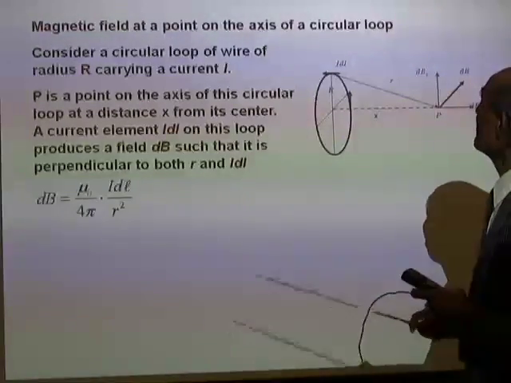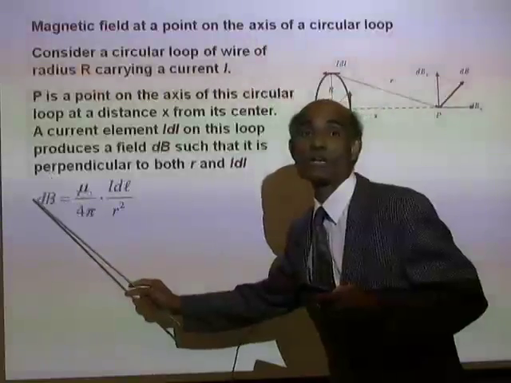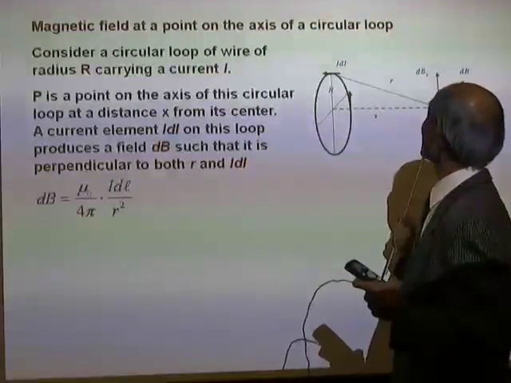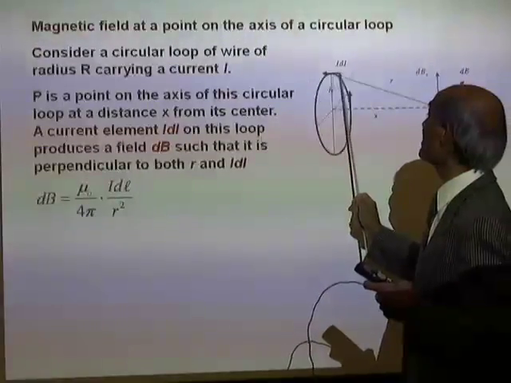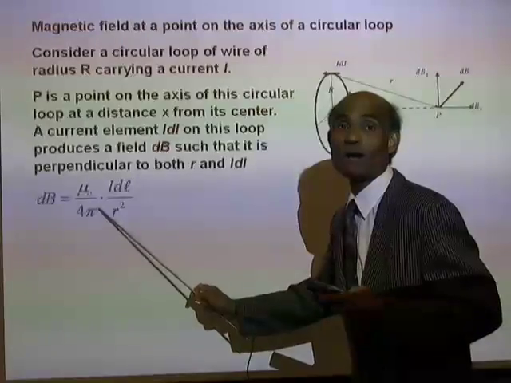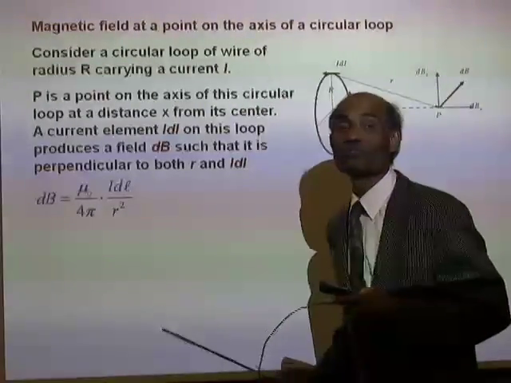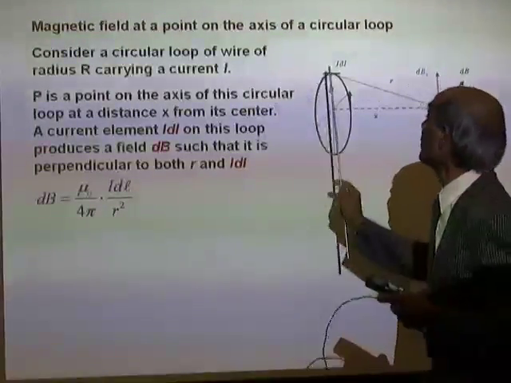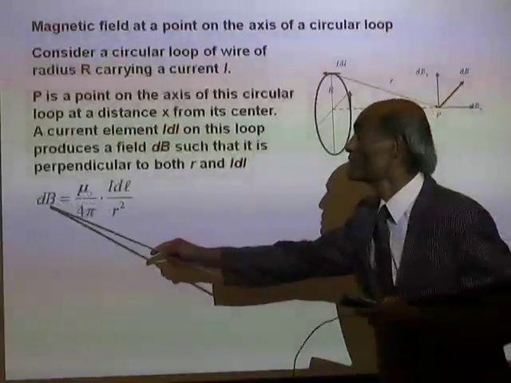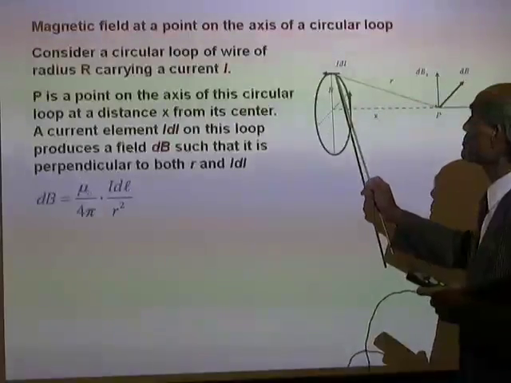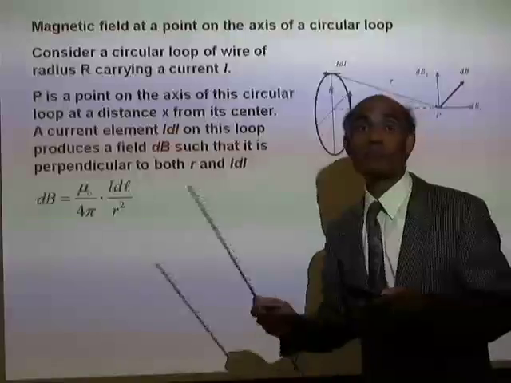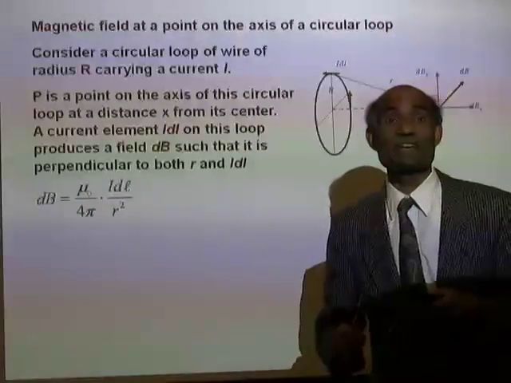That is the idea. Now, you know from our earlier discussions, Biot-Savart law, the magnetic field at P due to the current element IDL will be mu 0 over 4 pi times IDL divided by R squared, where R is that distance. Now remember, this dB will be perpendicular to both R and IDL. That means sine theta equal to 1.